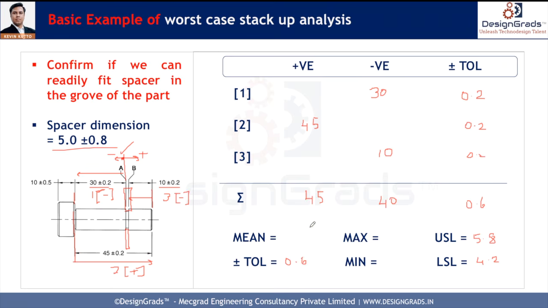Then what is the mean? The mean is the difference between the summation of positive and the summation of negative. So 45 minus 40, which is 5, is the mean. This mean and this tolerance are going to give us the maximum and minimum limits. So 5 plus 0.6 gives us the maximum limit, which is 5.6. And 5 minus 0.6 gives us 4.4, right? Now we can easily compare that with the result.